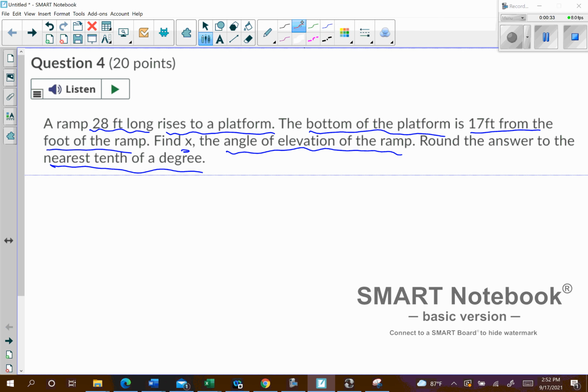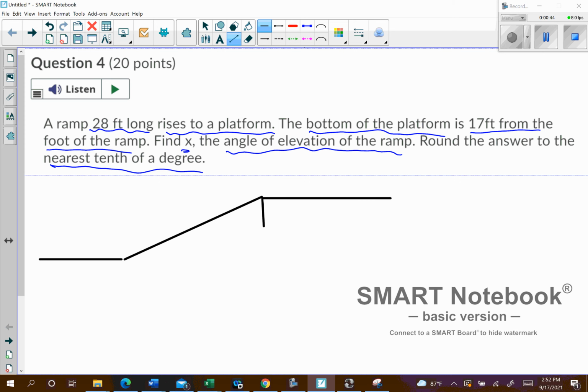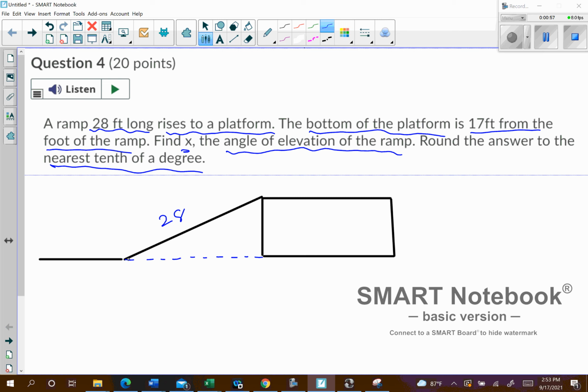Okay, so I'll give us a little sketch here. So you got this walkway or whatever, and then we have this ramp that goes up to a platform that's higher off the ground, right? So here's the platform. And so we know that the ramp is 28 feet long, and we know that the distance from the base of the ramp to the bottom of the platform is 17 feet long. And they're asking for the angle of elevation, and that would be this angle right here. That would be the angle you're looking for.